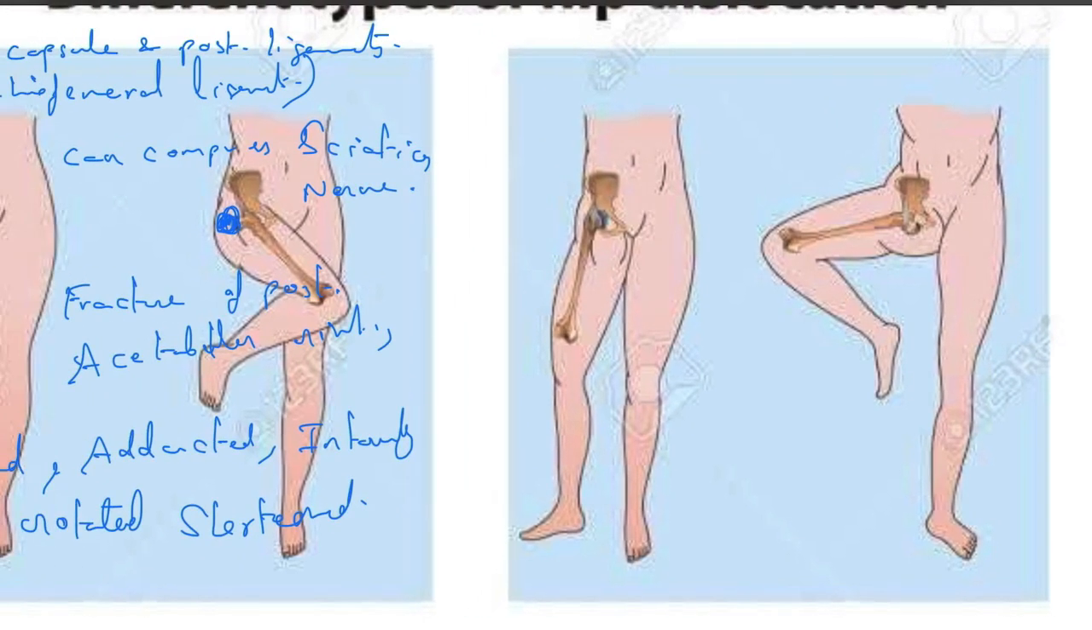In anterior dislocation, you can see here that the femoral head lies anteriorly, and a little inferior or superior. These things we can see in anterior dislocation. The acetabulum lies in front.